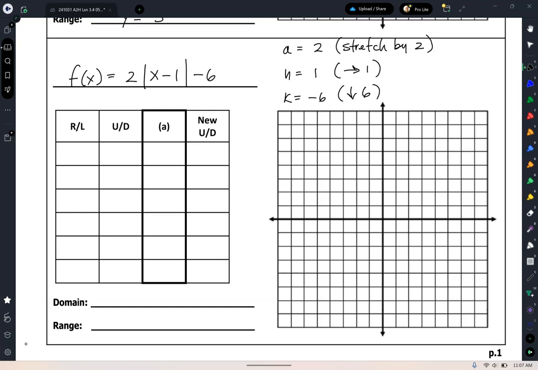Okay, let's write in our parent pattern for absolute value. So we know our parent pattern is going to be right one, up one, right two, up two, right three, up three, and then left one, up one, left two, up two, left three, up three. We're going to write our parent pattern in to remind ourselves what that is. Now this time we have an a value other than 1, right? So let's write in our times by a value here, times by a value, times by a value, times by a value, all the way down.